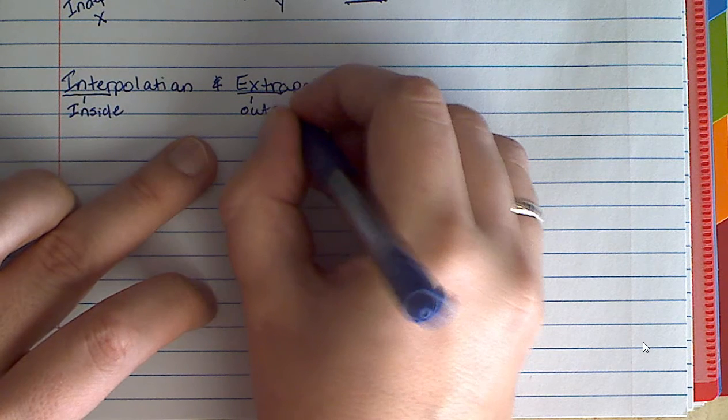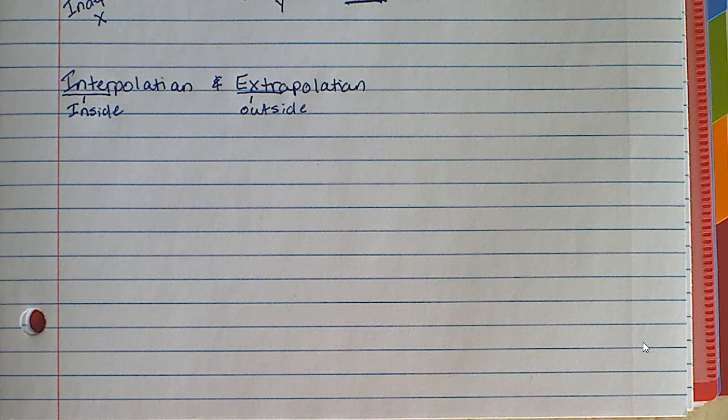And extrapolation has extra, which means outside. So we're going to talk about what these two things mean. Interpolation, I-N-T-E-R, means inside. Extrapolation, E-X-T-R-A, extra, means outside. So inter means inside, extra means outside.